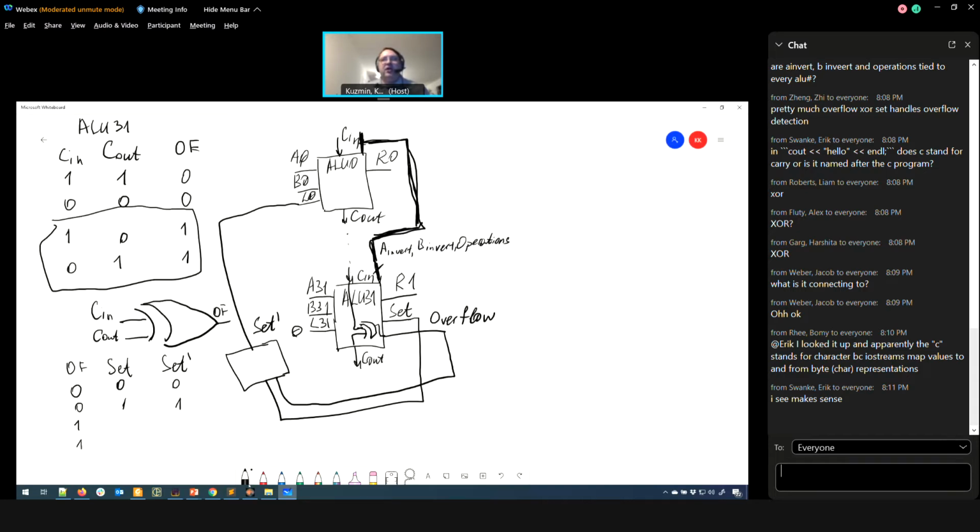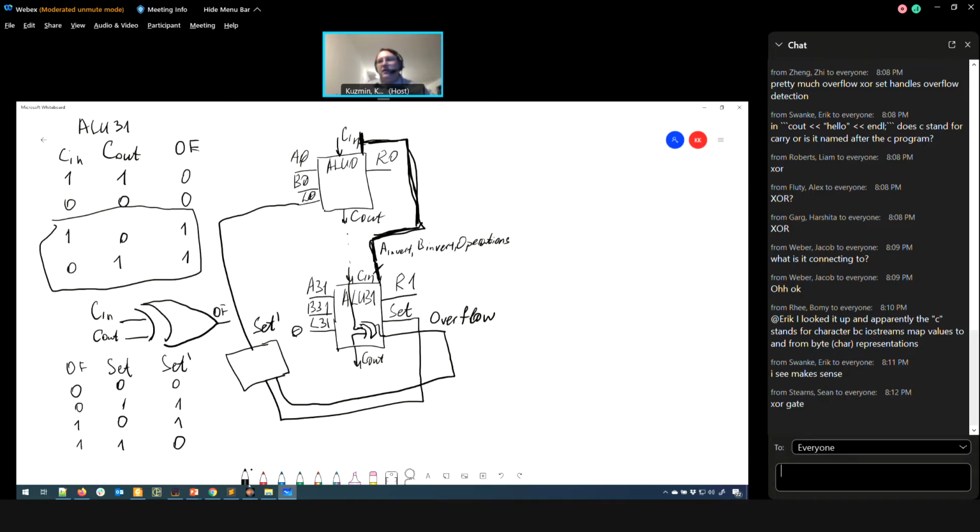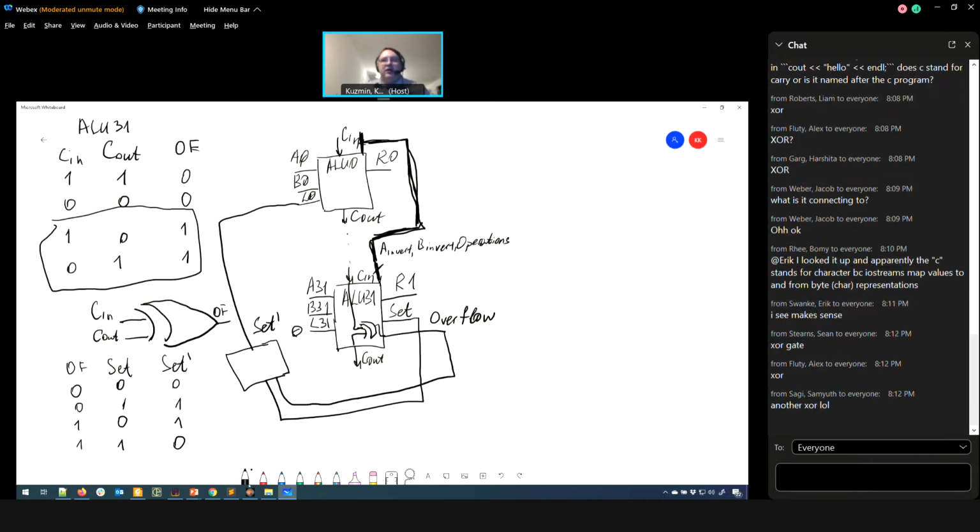However, when there is an overflow, we just need to flip the set because otherwise it would be incorrect. So if it's 1 and 0, the result should be 1. And if it's 1 and 1, the result should be 0. Okay? So what goes inside this box that I drew here? What do I need to make set prime from overflow and set? Another XOR gate, exactly. So I have this XOR gate, which is just that. Exactly. Yep. And that would fix that problem.